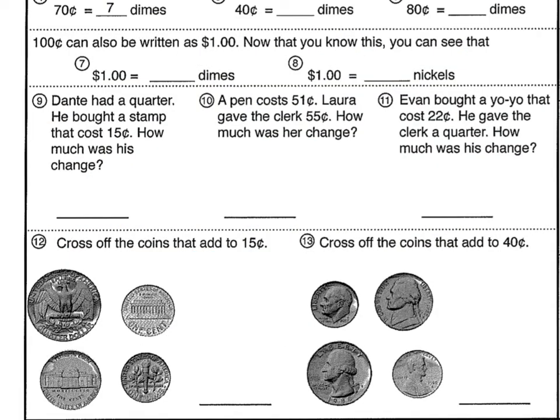All right, let's take a look at number 9 now. Dante had a quarter. He bought a stamp that cost 15 cents. How much was his change? Do you know how much a quarter is worth? A quarter is worth 25 cents. And if he spent 15 cents on a stamp, what was his change? 25 minus 15 is 10. So his change was 10 cents. Write that on your paper.